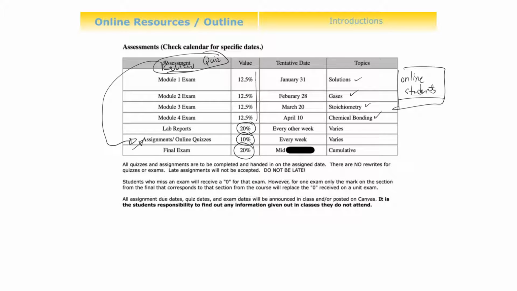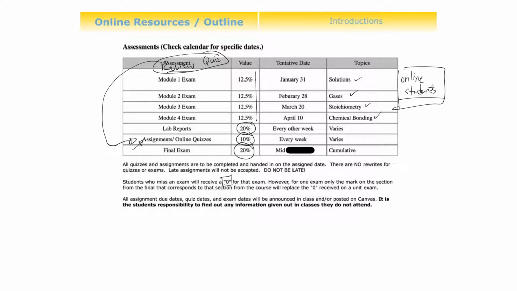For exams, if you miss an exam, I give you a 0 on that exam. So if something happens and you can't make it there, I don't care what the excuse is, and I've had every excuse in the book. I don't care what the excuse is, sorry, you get a 0. However, you can make up one of your exams on the final exam.